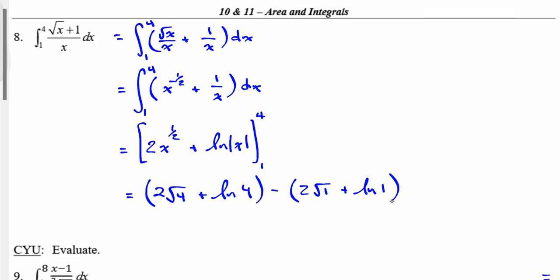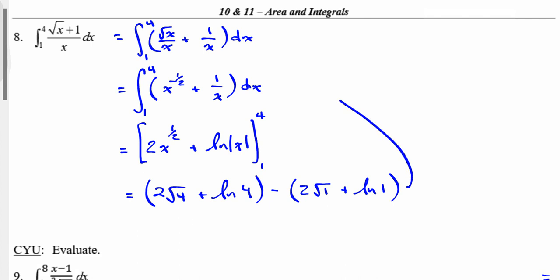So you'll notice I didn't keep the absolute value signs. Why? Because the absolute value of 4 is 4. If I had had negative numbers as my bounds, then I would have taken the absolute value. And in this case, absolute value of 4 is still 4.